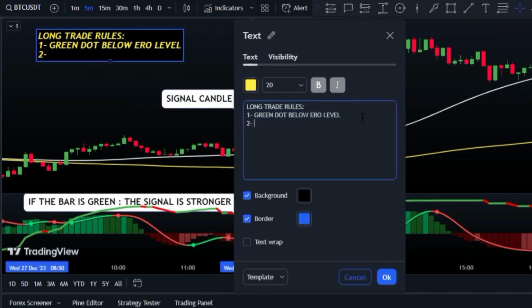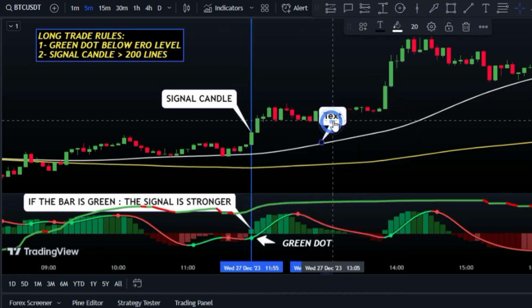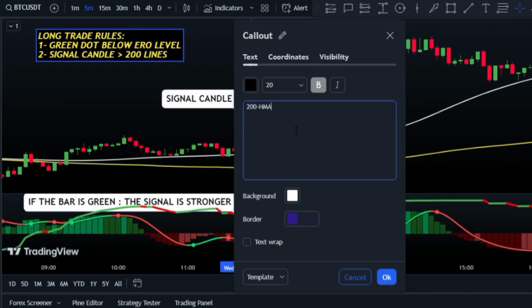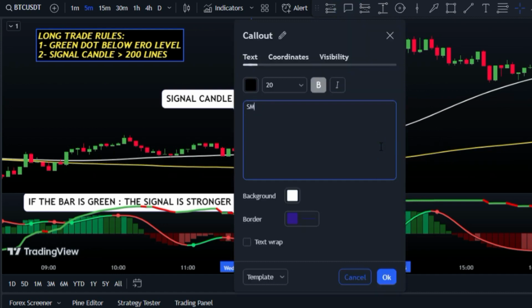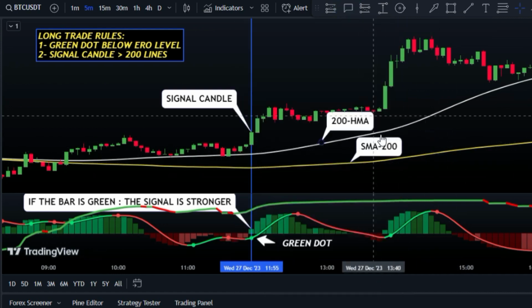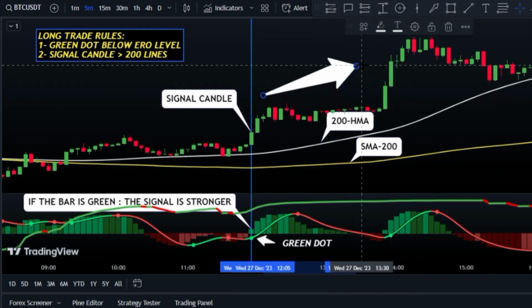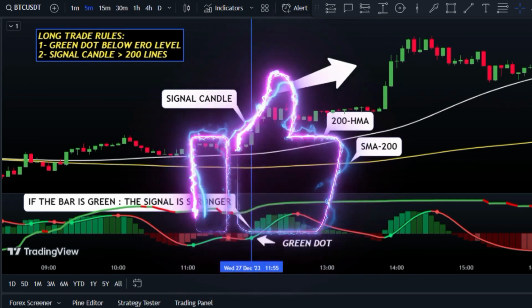Next, we need to ensure that the market trend is bullish, meaning the price is above both the 200 SMA and 200 HMA moving averages. If these conditions are met, you're good to go to open a long position.